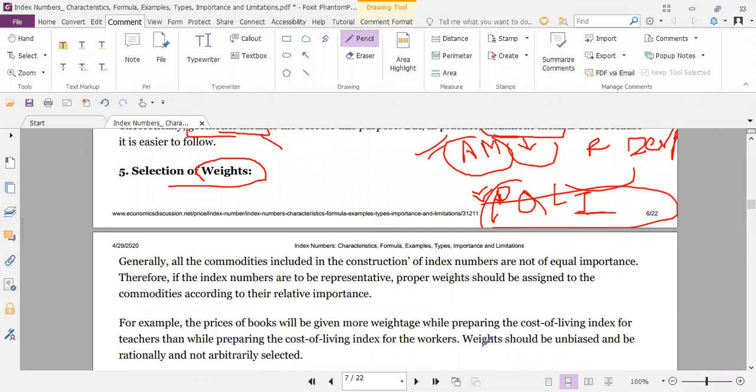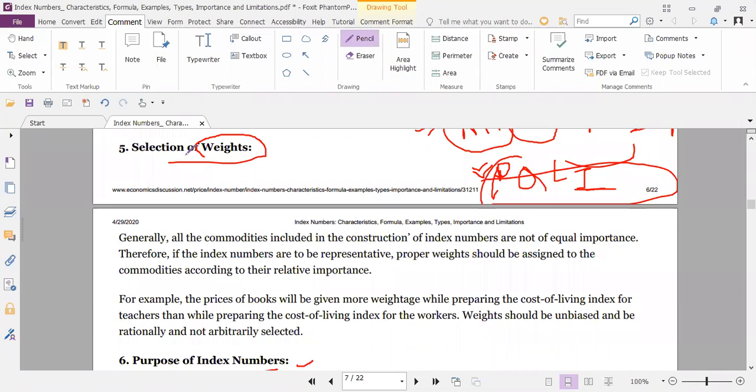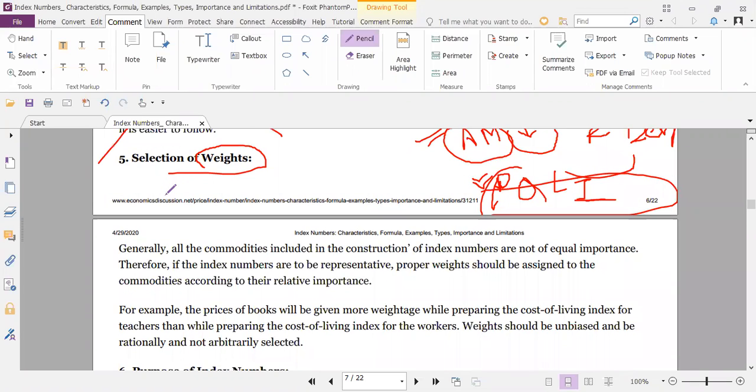Okay, the next step is selection of weights. Now, how do you select a weight? And this is your next step, selection of weights. Generally, all commodities included in construction of index numbers are not of equal importance. So you must remember this, that all the commodities which you're using in constructing index numbers are not of equal importance.